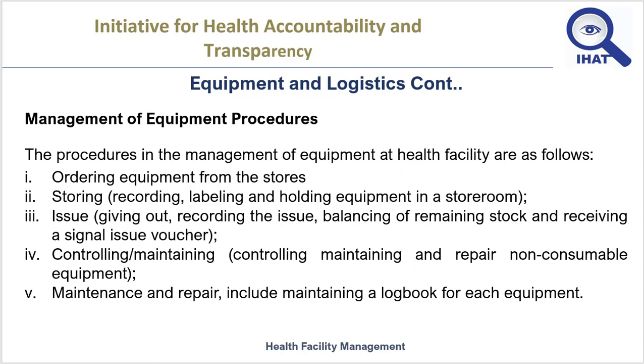There are procedures that we need to adopt in management of equipment. The procedures in the management of equipment at health facilities are as follows. You order the equipment from stores. You need a stethoscope, a BP machine, or a weighing scale. Then there is the storing, recording, labeling, and holding equipment in a storeroom. You may have requested 2 stethoscopes or 2 BP machines, but you need only 1. So you need to store the second one.